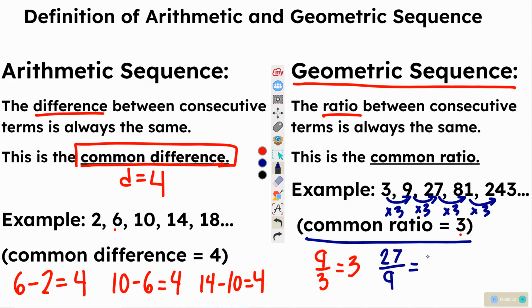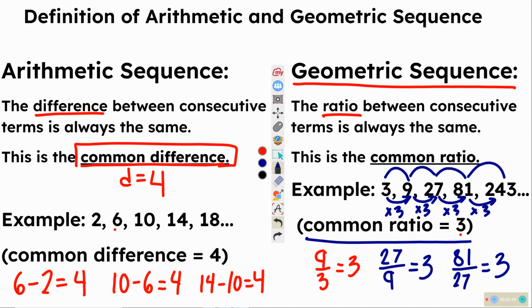So 27 divided by 9 gives me 3. For 81, we want to divide that by the preceding term. What term precedes 81? 27 precedes 81, and so we see that that also is equal to 3. Notice that each one of these would always give me the same value. When I divide 9 by 3, or 27 by 9, or 81 by 27, or 243 by 81, it will still give me 3.